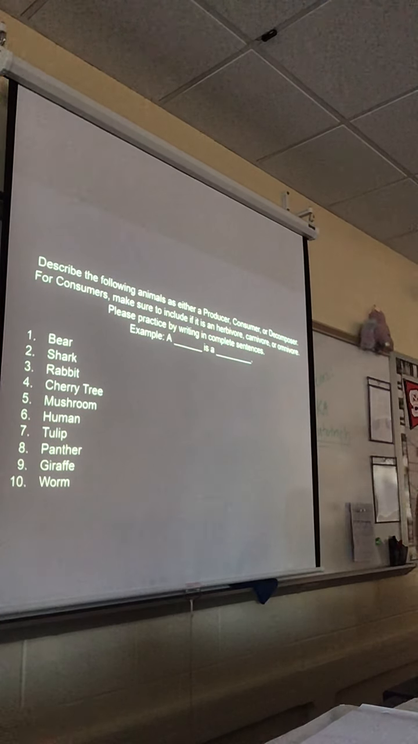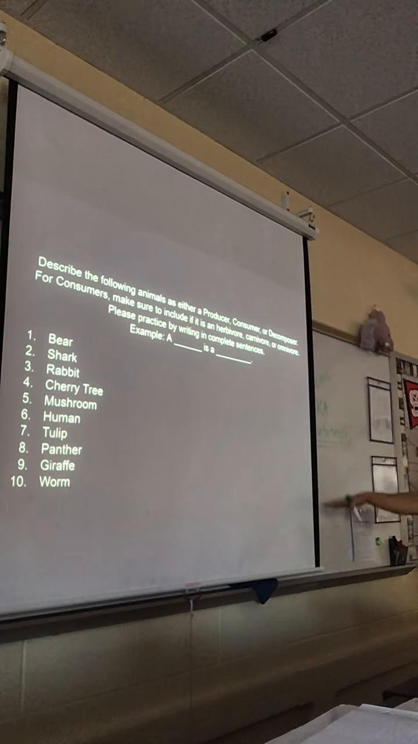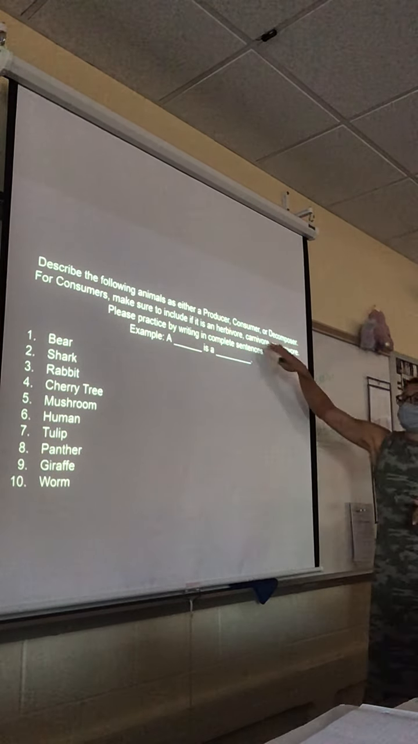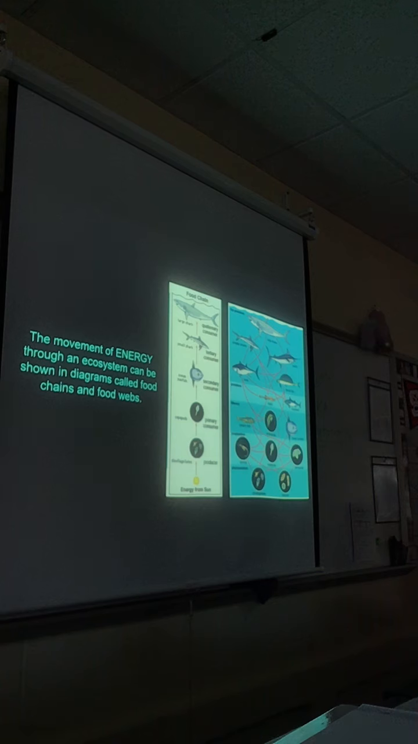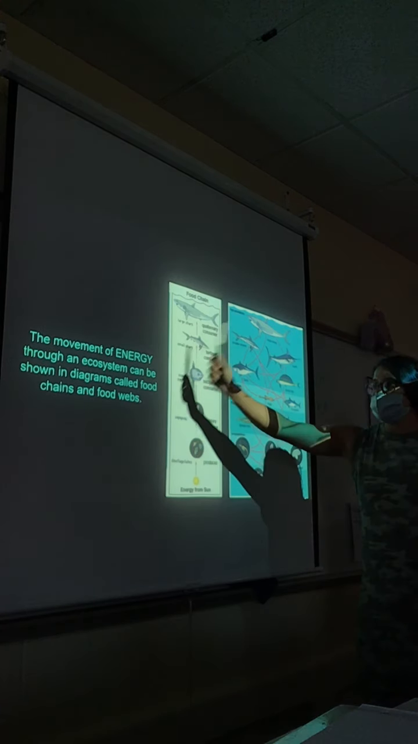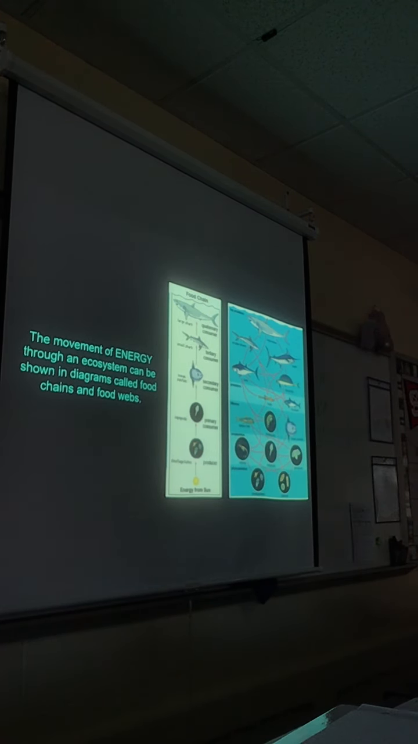The big thing that I want you to pull from this is that they have an energy role to fill: producer, consumer, decomposer. All organisms within an ecosystem, all biotic factors, living things, are going to fill a certain energy role, okay? And if it's a consumer, there are subcategories. You have seen these before. We're talking about food chains and food webs. The whole purpose of a food chain or food web is to show how energy moves through an ecosystem. Okay, so go ahead and write this. The movement of energy through an ecosystem can be shown in diagrams called food chains and food webs.